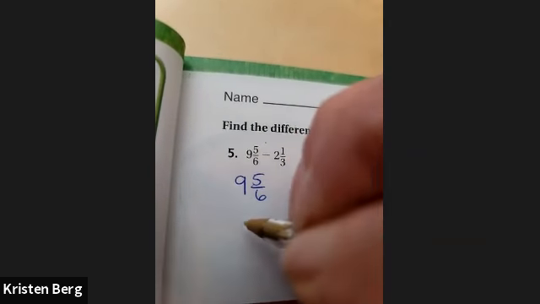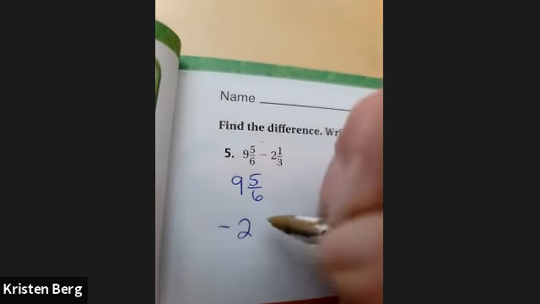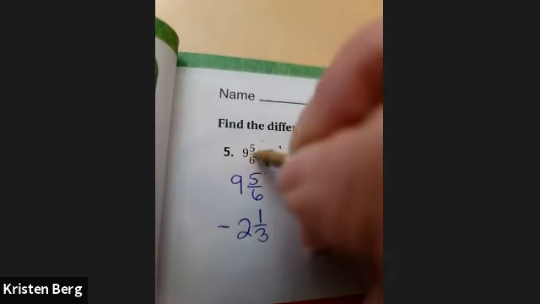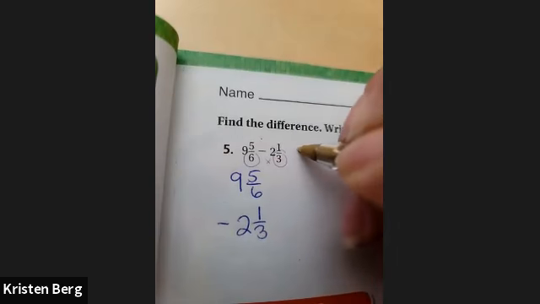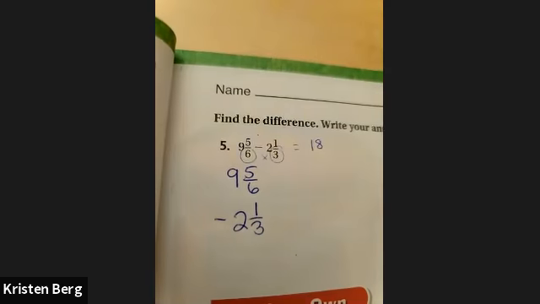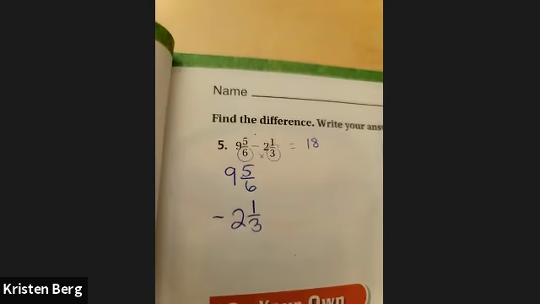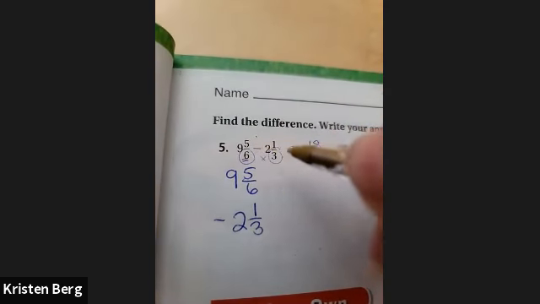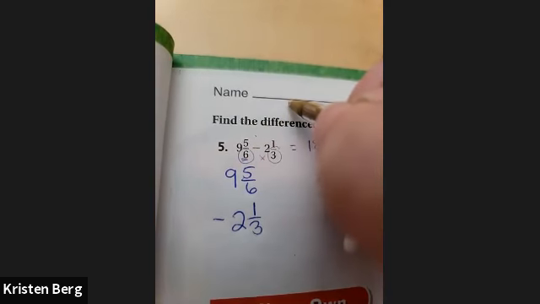So you could do the quick way of multiplying both of the denominators. So 6 times 3, you could change these all to 18ths. Or you can pick the bigger of the two, which is a 6, and keep going by 6s until a 3 can go into it evenly.